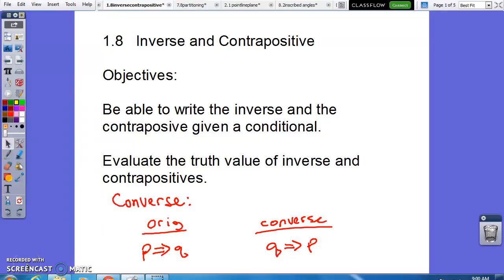Section 1.8, inverse and the contrapositive. You need to be able to write the inverse and the contrapositive and also evaluate their truth value. Remember, if the original statement is P implies Q, the converse is Q implies P. So the inverse and the contrapositive are going to be changes like that.